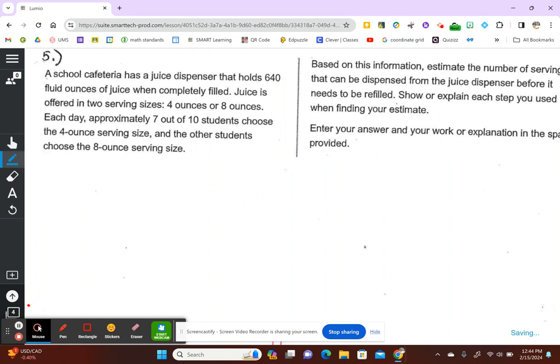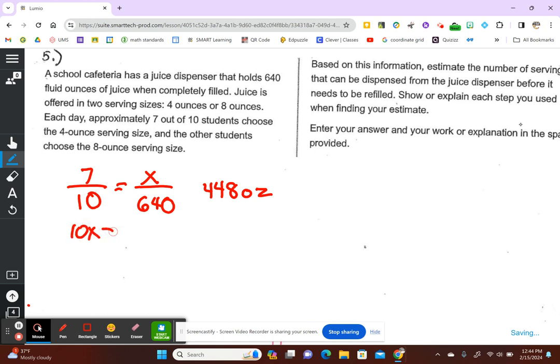Okay, so for this, the first thing I'm going to do is I'm going to say, okay, so there's a ratio. 7 out of 10 students choose the 4-ounce serving. So if there's a total of 640 ounces, 7 out of 10 would choose the 4-ounce serving. So that's a total of 448 ounces. If you do 10x equals 7 times 640 and you solve it.